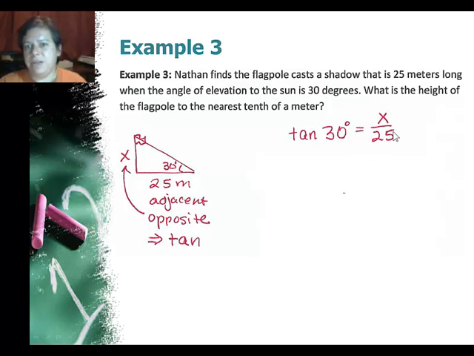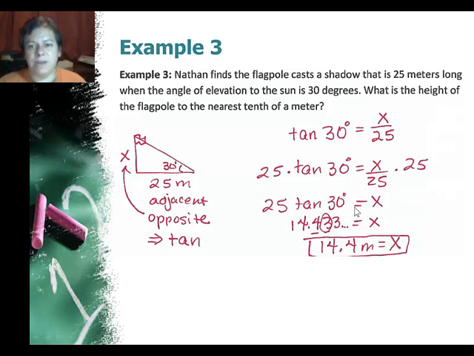This is actually very easy to solve. I can just multiply both sides by 25. And so x is 25 times tangent of 30. Entering that into my calculator, I will get 14.43 and a bunch of different numbers. I want it to the nearest tenth of a meter. So I underline the tenth position. That's a 3, so it stays where it is, 14 and 4/10 of a meter.